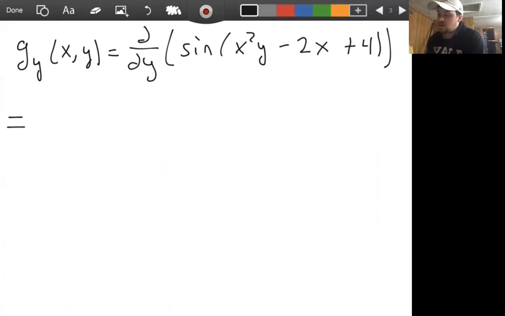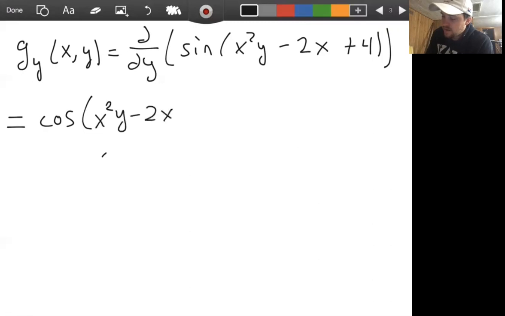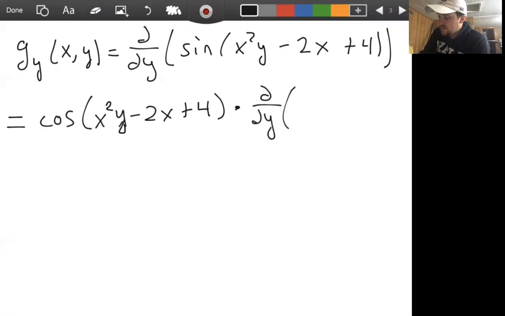Okay, so again, we have the chain rule, but now it's in the variable y, and x is the variable that we're treating as a constant. So the derivative, using the chain rule here, the derivative of sine is cosine of (x squared y minus 2x plus 4). And then times, the chain rule says, we have to take the derivative of the interior function here, which is x squared y minus 2x plus 4.